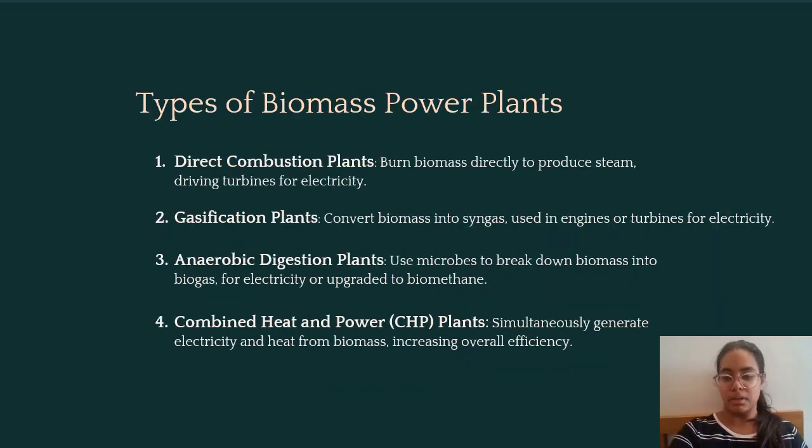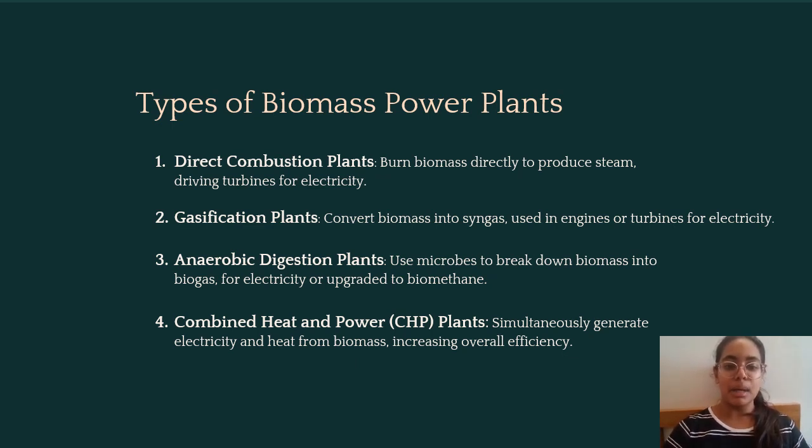Types of biomass power plants. Biomass power plants come in various types, including direct combustion plants, gasification plants, anaerobic digestion plants, and combined heat and power (CHP) plants. Each type has its own advantages and applications. Now let us look into all of these biomass power plants briefly.